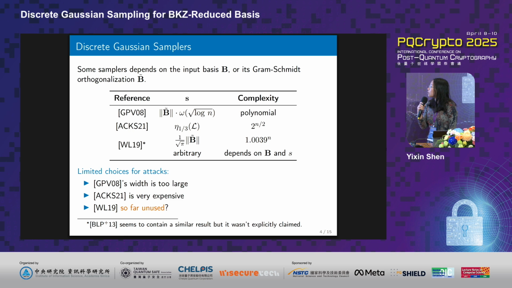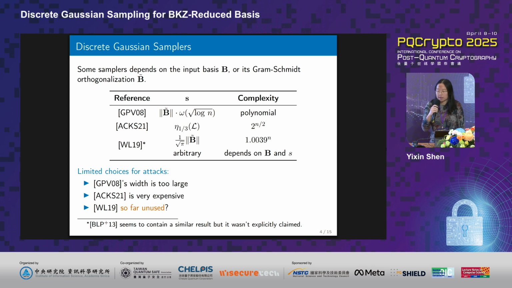What do we know in the literature? So there are a couple of different samplers. The first one is the famous Klein sampler given by the GPV paper. Its time complexity is polynomial, but the parameter s depends actually on the basis b, or more precisely on its Gram-Schmidt orthogonalization b tilde. So the norm of b tilde is just the maximum of the norms of its Gram-Schmidt basis vectors. And the s also depends on another factor, this square root of log n factor.